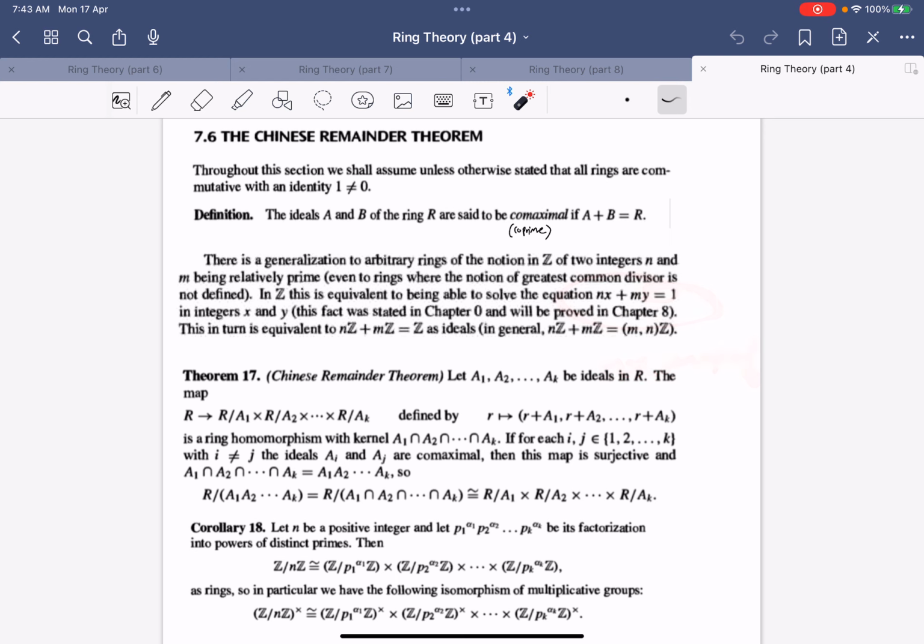And if you state this in terms of ideals, it just means the ideal of n plus the ideal of m equals the ideal of 1. But the ideal of 1 equals R. And the ideal of n is just nZ, and this is just mZ. So the multiples of n plus the multiples of m will equal the entire R, which in this case is Z. So you can see the equivalence between this coprime meaning and coprime in the sense of integers.